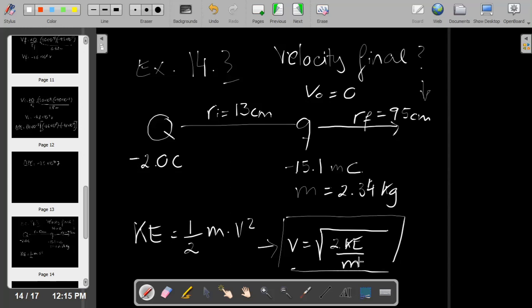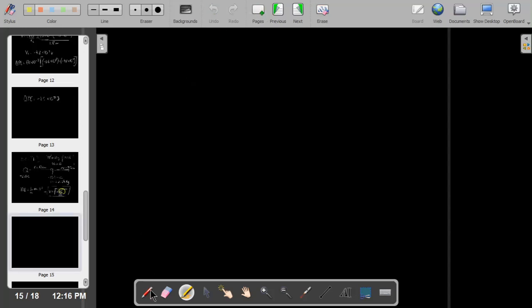What do I have? What do I need? Well, I do have the number 2, which doesn't change. I do have the mass for my particle, but I'm missing my kinetic energy. I don't know what my kinetic energy is. I need to find that. Okay, well, let's go back to a new page here. Go back to a pen. Where do I find how much kinetic energy I have?